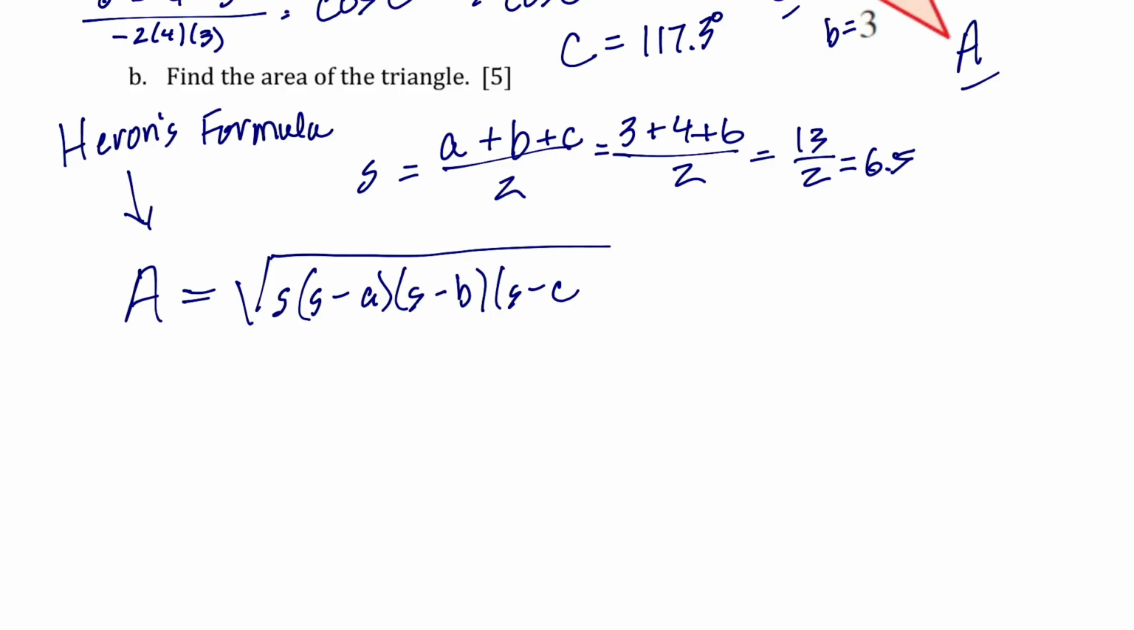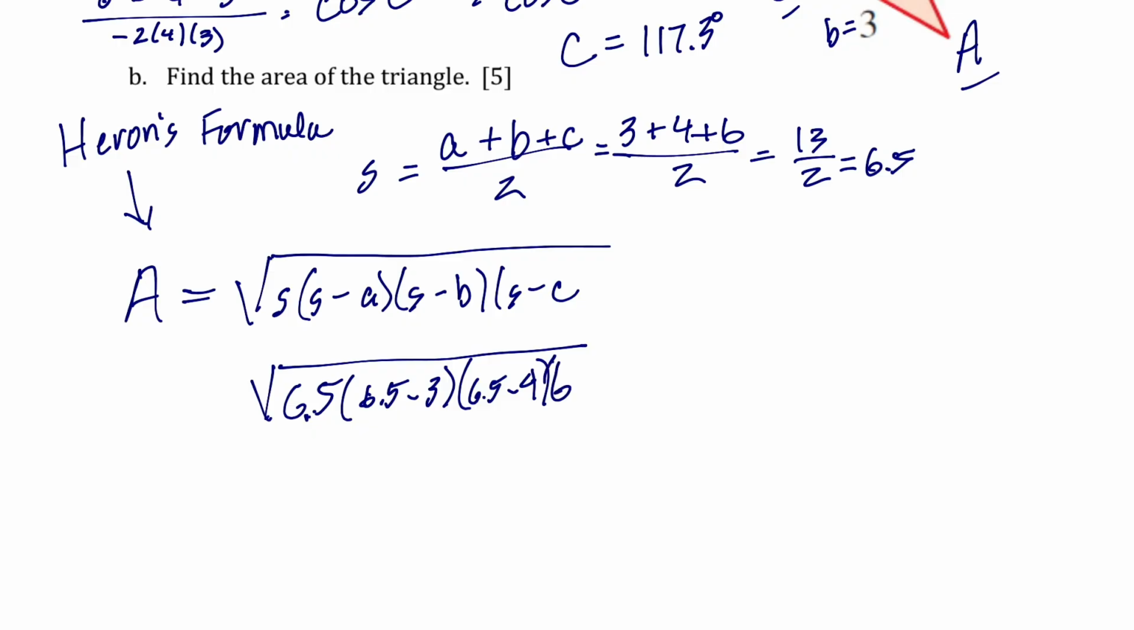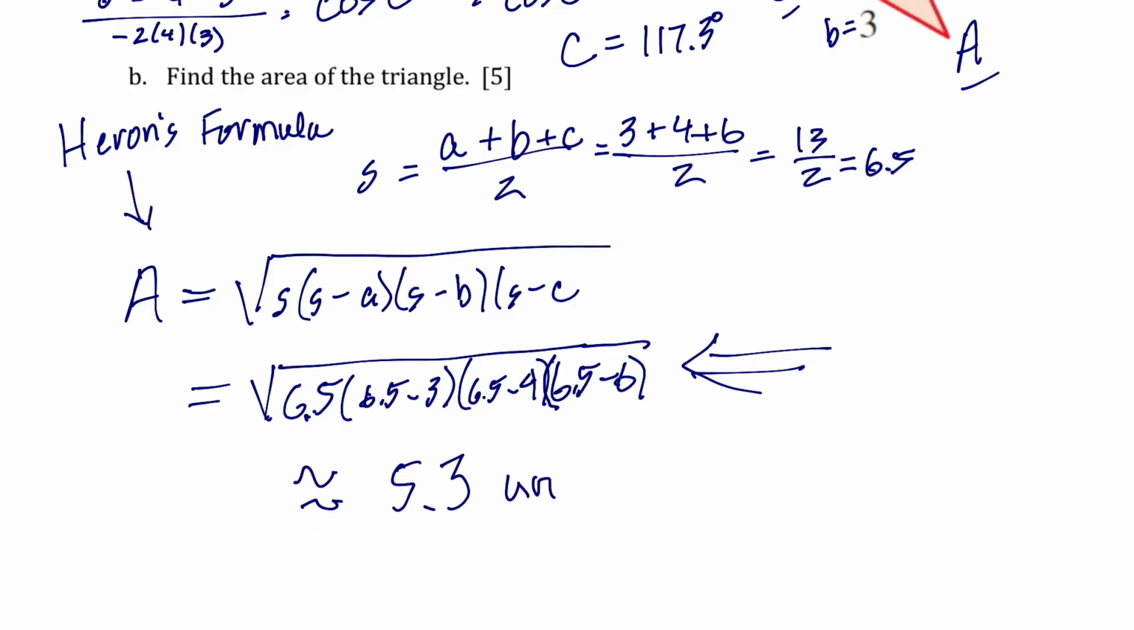So we'll go back and substitute. When I substitute this, I get the square root of 6.5 times 6.5 minus 3 times 6.5 minus 4 times 6.5 minus 6. It doesn't really matter which order you put these in because you're multiplying them all together. I'm just typing this whole thing into my calculator. You don't have to simplify on the way. When I do that, I'm going to come up with about 5.3. And there's no units, so I guess I'll just write units squared. So that is the area of that triangle to the nearest tenth, 5.3 units squared.